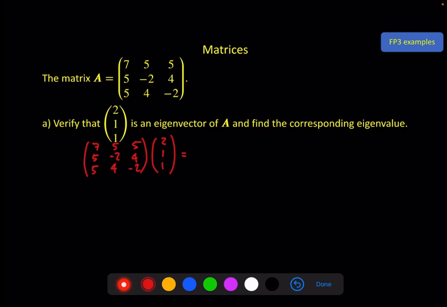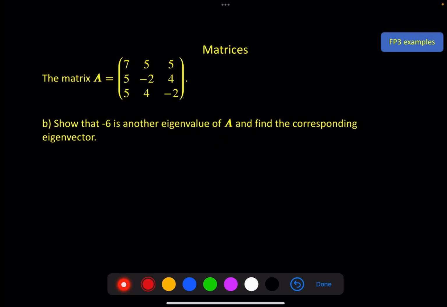So what we get, 14 plus 5 plus 5 is 24. So I assume the next two numbers should be a 12 and a 12, but let's just check. 10 minus 2 is 8, plus 4 is 12 indeed. 10 plus 4 minus 2 is also 12. Yes. So that is 12 times (2, 1, 1), which simultaneously verifies that it is an eigenvector and tells me the eigenvalue. So one of my eigenvalues is 12.